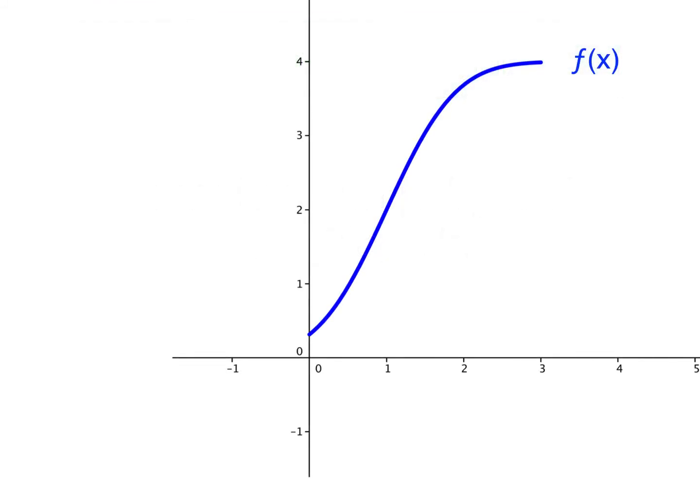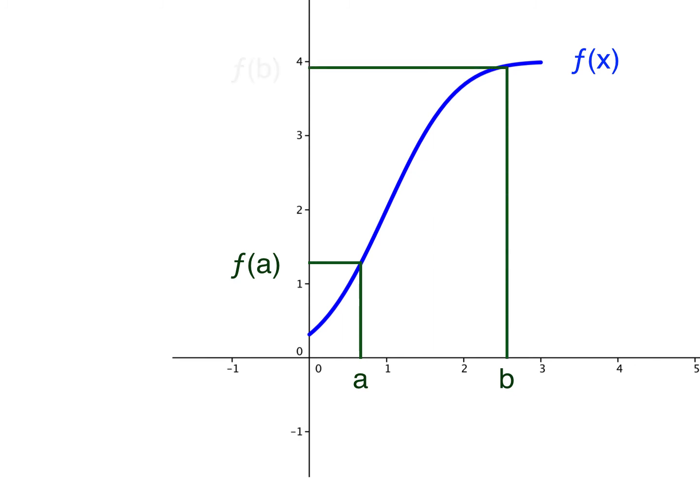So we have our function f of x, and we have an interval [a, b] on the x-axis. And so we're going to plug a into the function, and we'll get f of a. We'll plug b into the function, and we'll get f of b. Now we're going to select a value k somewhere in between f of a and f of b. And the theorem says that there's got to be a value c somewhere on that x-axis between a and b, such that when you plug c into the function, you end up with k.